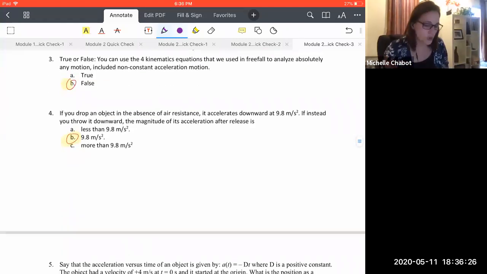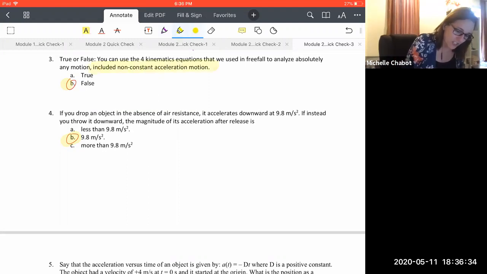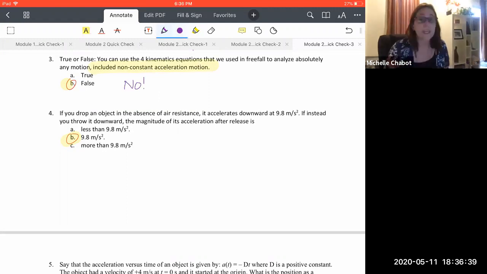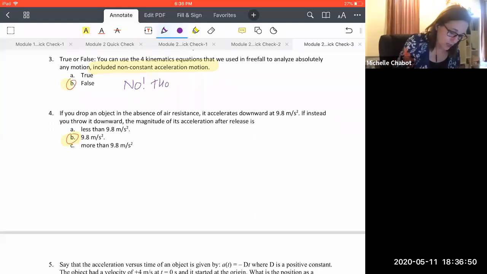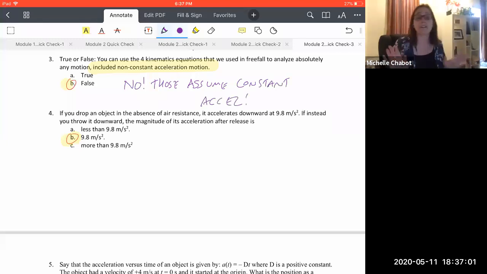All right, number 3, you can use the 4 kinematics equations that we used in free fall to analyze absolutely any motion, including non-constant acceleration. And this is absolutely false. For non-constant acceleration, we have to use calculus. Those 4 equations, the ones commonly used for analyzing free fall or projectile motion, assume constant acceleration. They were derived, if you remember the video, assuming constant acceleration. So you have to use calculus if you have non-constant acceleration.